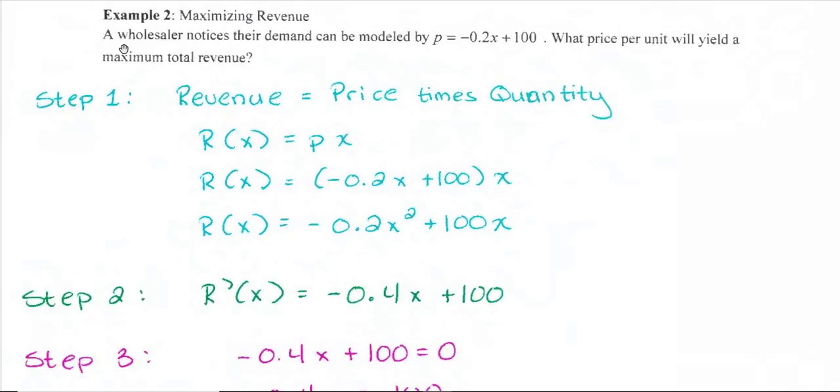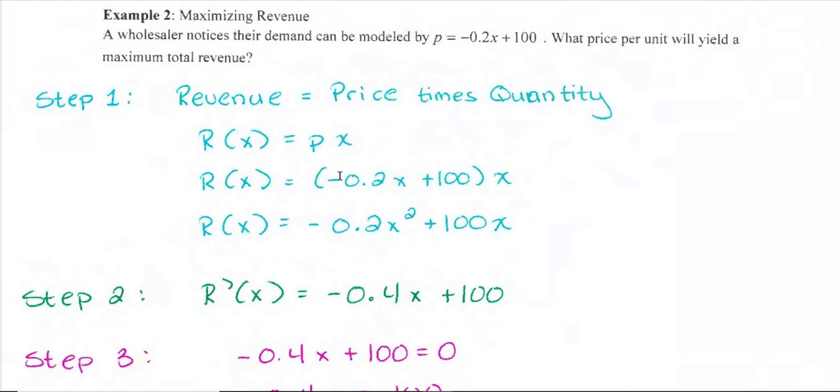Let's look at another example. A wholesaler notices their demand can be modeled by p equals negative 0.2x plus 100. What price per unit will yield a maximum total revenue? So this demand function here, this little p here is price, but I am trying to maximize a revenue. I don't have my revenue equation here, but I do know that revenue is equal to price times quantity, and this demand function, little p here, gives me price.